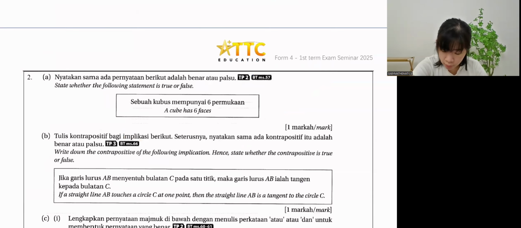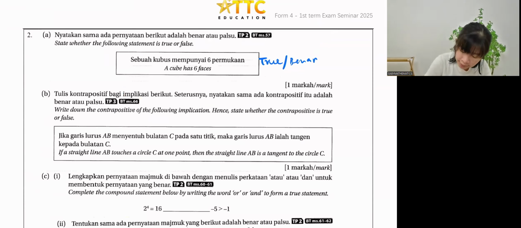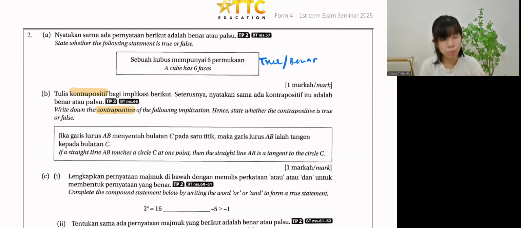Okay, state whether the following statement is true or false. A cube has 6 bases. True or false? Top, bottom, left, right, front, back. So this is true. Okay, B. Write down the contrapositive, and then state whether the contrapositive is true or false.